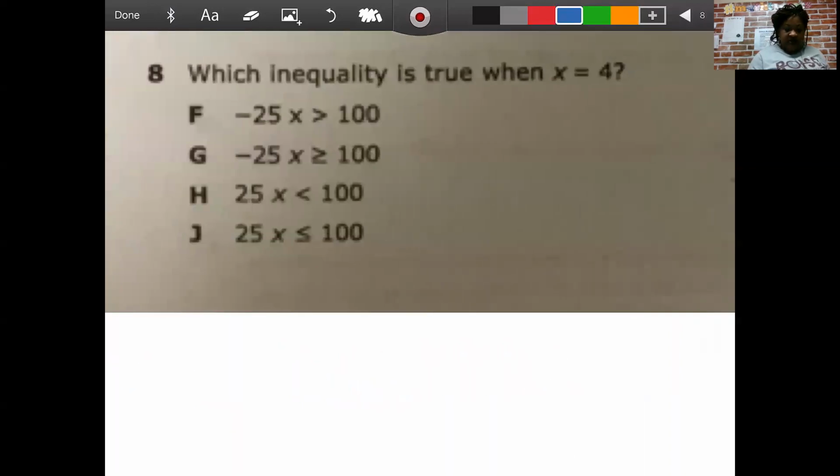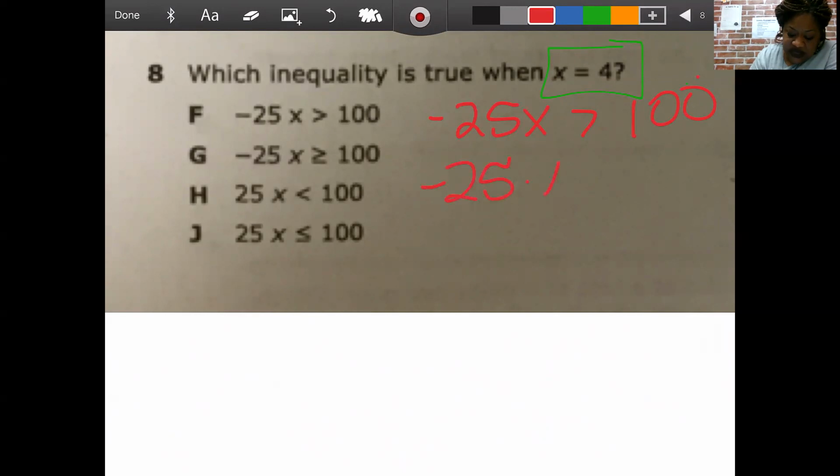Number 8. So now this is where you're going to substitute. Which inequality is true when X is 4? So wherever you see X, we're going to have to replace that with the number 4, okay? So let's look at F, and I apologize, it's a little blurry. So we have a negative 25, X is greater than 100. So remember, this is multiplication, so negative 25 times X is greater than 100, negative 25 times, instead of X, we have to put a 4. You have to substitute the variable with whatever number is in the question, okay? So it's saying that X equals 4.